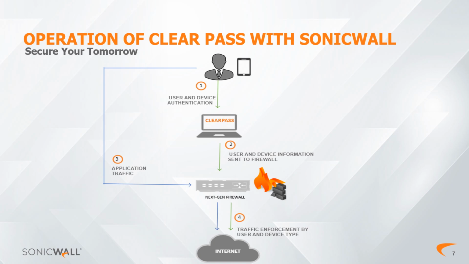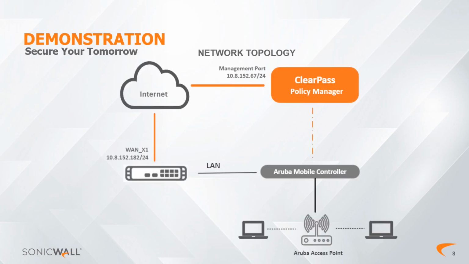SonicWall's Gen 7 firewall uses this data to build policies for traffic enforcement, based on user and device type, and policies for mitigation actions. Now it's time for the Aruba NAC integration demonstration. As discussed earlier, we will guide you through a step-by-step demonstration of setting up this valuable resource. We will set up an Aruba ClearPass server for a Gen 7 SonicWall TZ firewall.